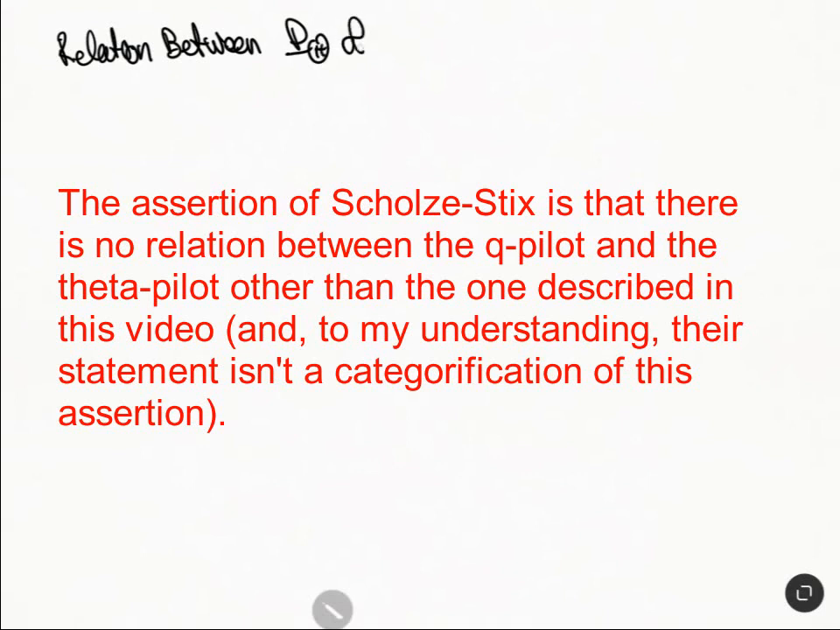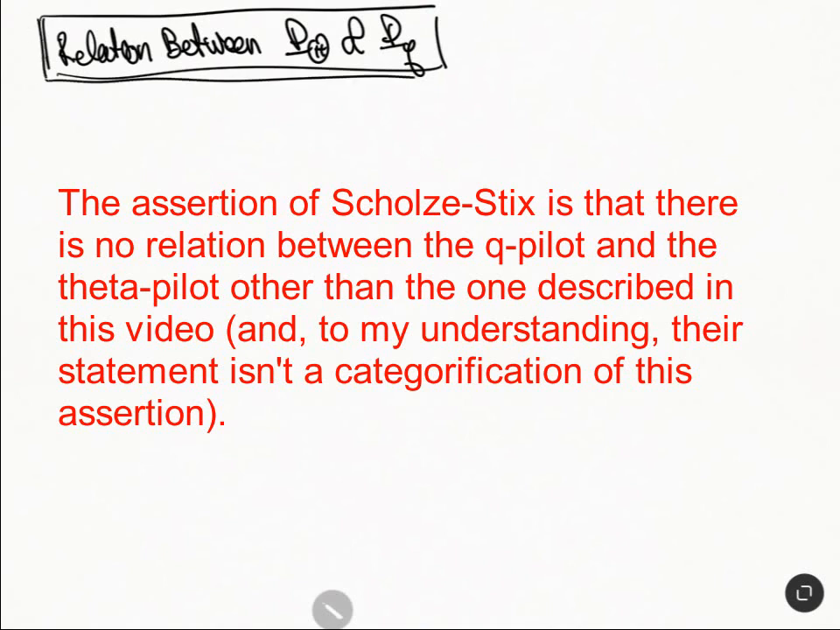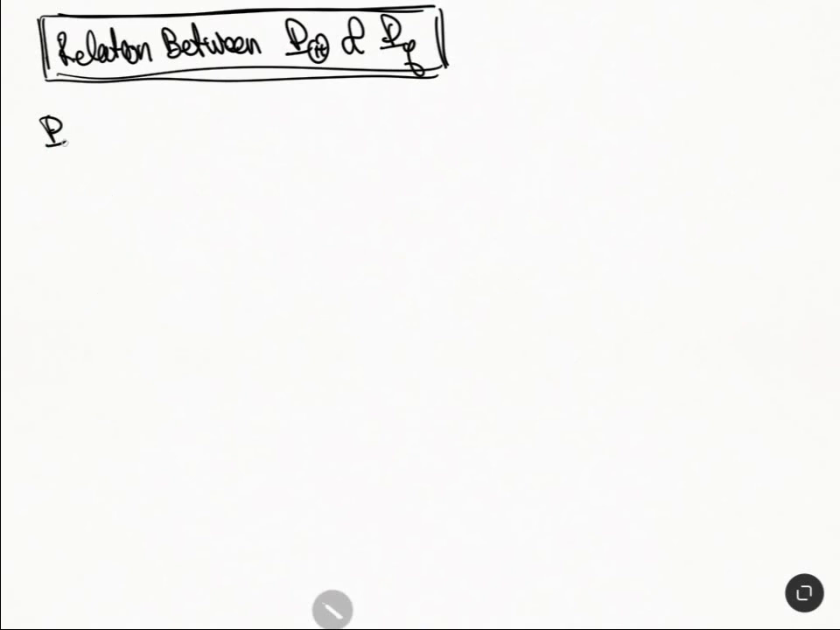So I just want to explain the trivial relation between the Theta-Pilot object and the Q-Pilot object. This is the simple one. So recall that this is the Q-Pilot divisor.